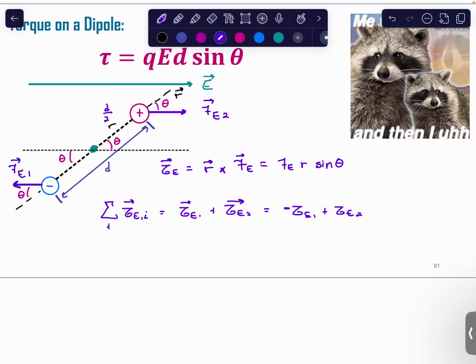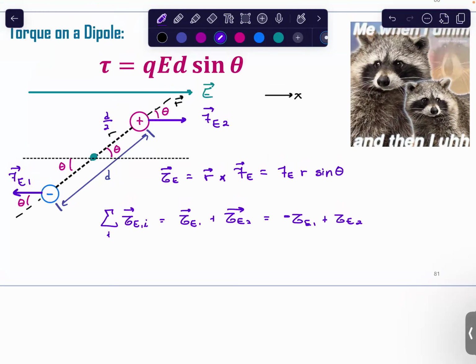So the first torque is negative. The second one's positive. Why? Well, because of this. Okay, and that's because the force E1 is negative. So that means we can say negative force E1 R sine of theta plus force E2 R sine of theta.